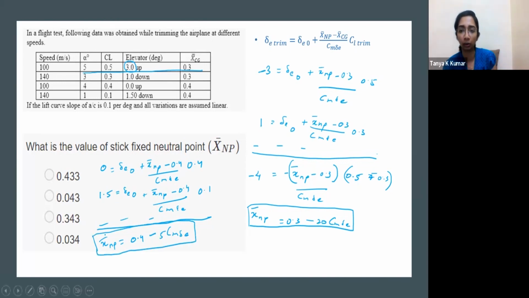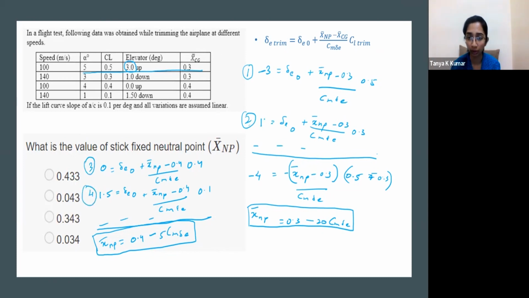Okay, is it clear till now? Are you following me? Does anyone have any doubt till now? So what we did is we took this equation and plugged in the four sets of data. First we did for the first two. So this is measurement 1, this is measurement 2, this is measurement 3, and this is measurement 4.